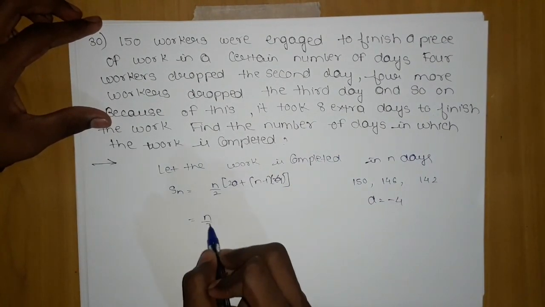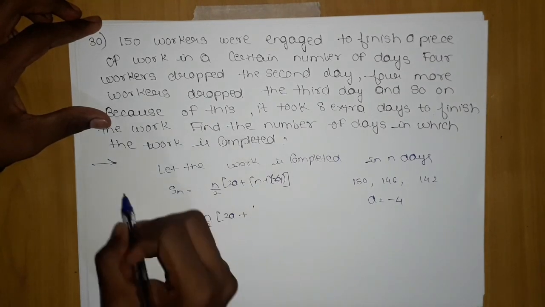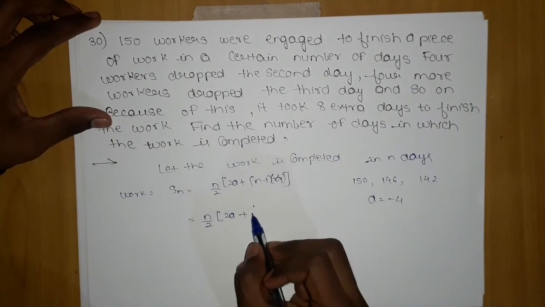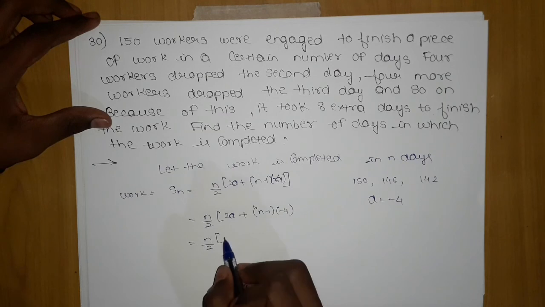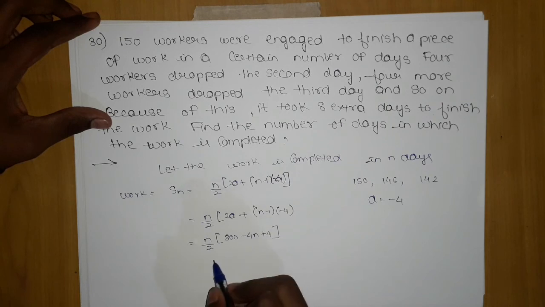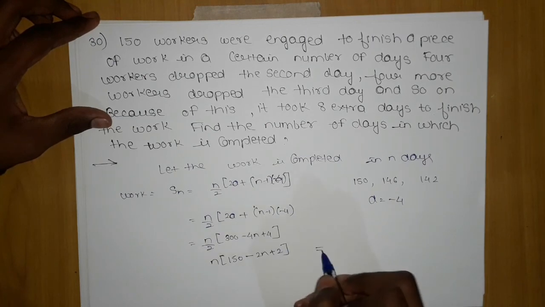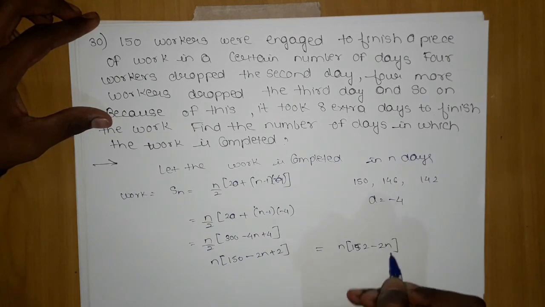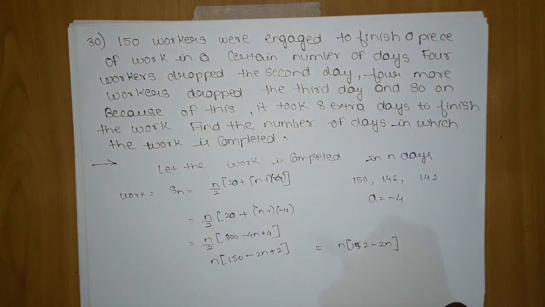Now let me calculate. n by 2 bracket 2a plus (n minus 1) into d, this is the work they are completing in n days. So 2a is 300, and (n minus 1) into minus 4 gives minus 4n plus 4. If I divide it by 2, I get n into (150 minus 2n plus 2), which is n into (152 minus 2n).